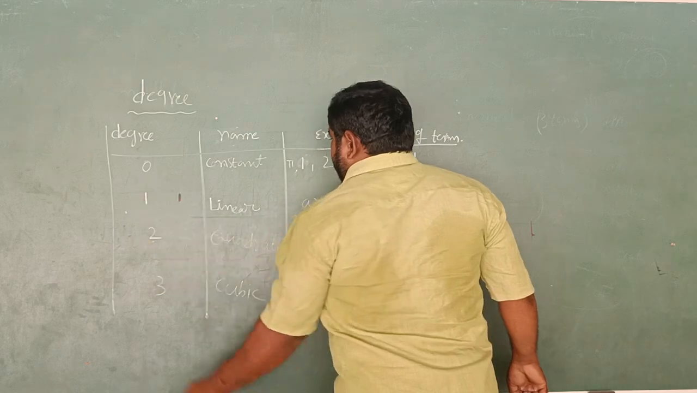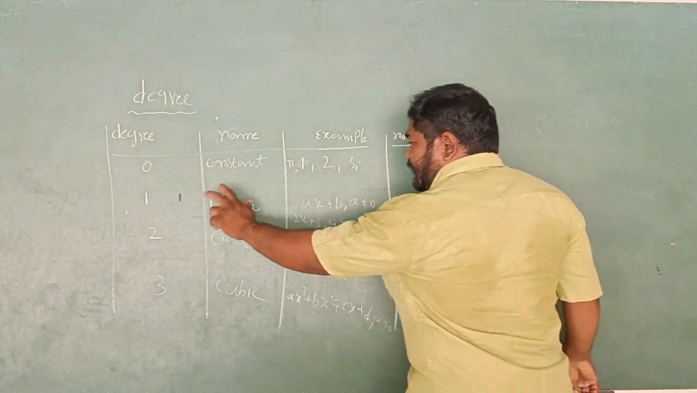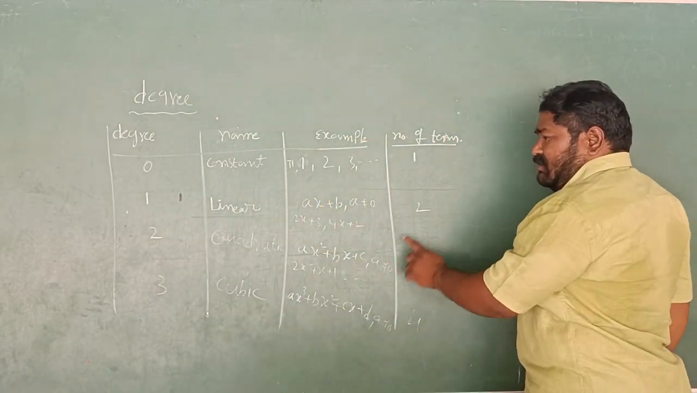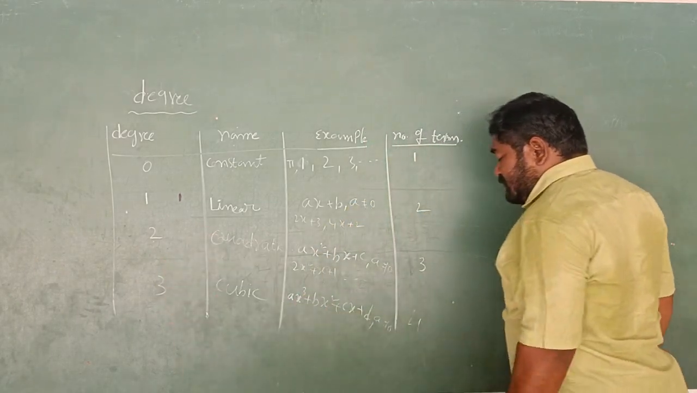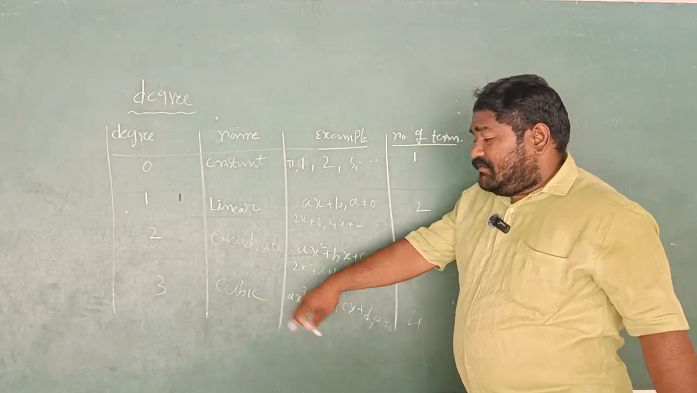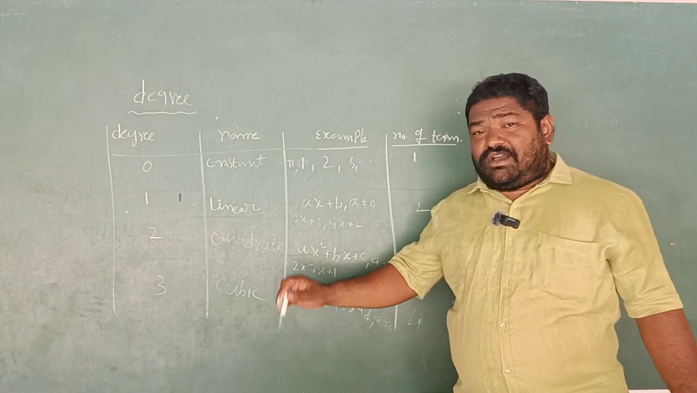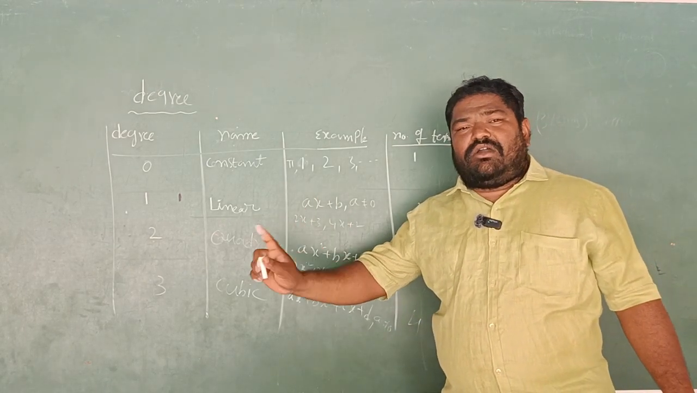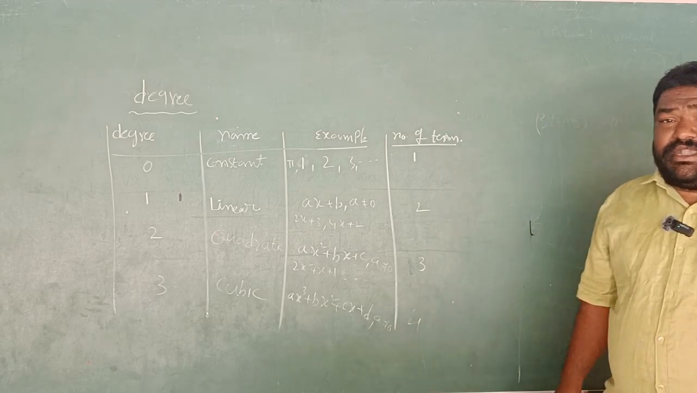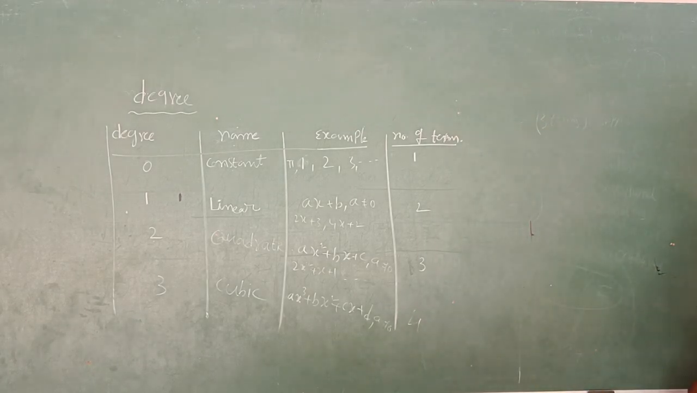Look, degree 0, number of terms 1. Degree 1, number of terms 2. Degree 2, number of terms 3. Degree 3, number of terms 4. Therefore, the number of terms is 1 more than the degree of the polynomial. This is an important point for your upcoming exams.